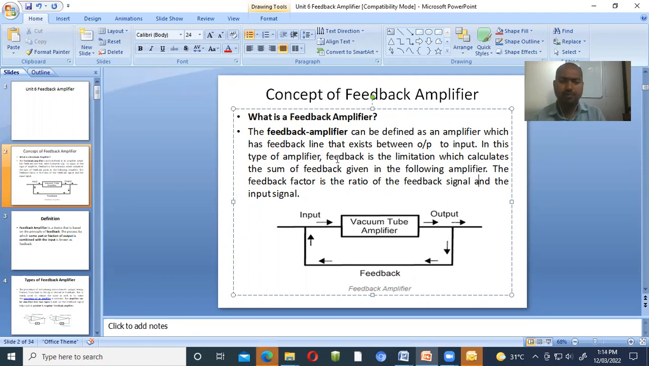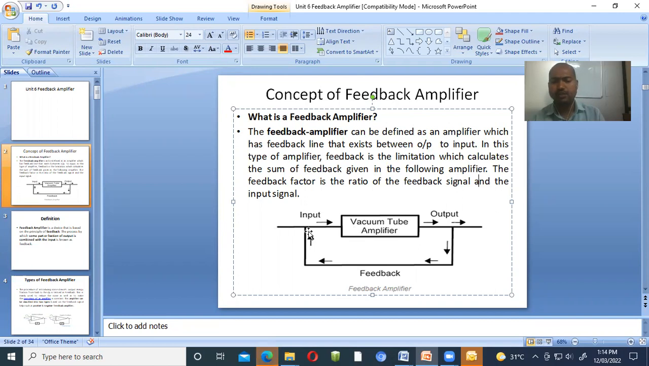Okay, in this type of amplifier, feedback is the limitation. Now see, we have provided the input, we have got the output. This is the thing with respect to any circuit. But in some amplifiers, when we require more and more enhancing of the signal, they take some part of the output and apply it again to the input. Accordingly, there are basically two types of feedback. Okay, one is positive feedback and another is negative feedback.